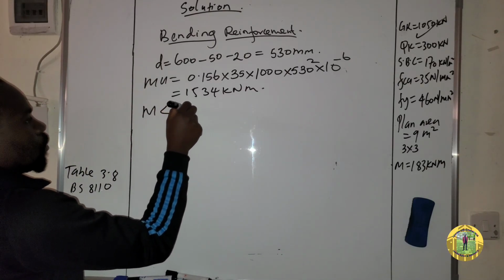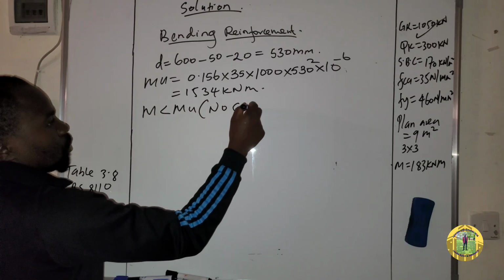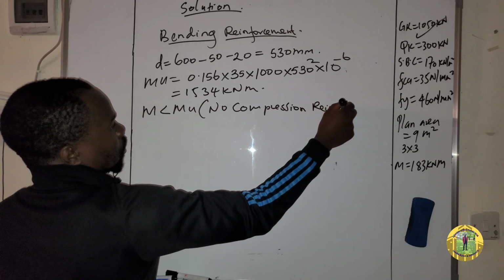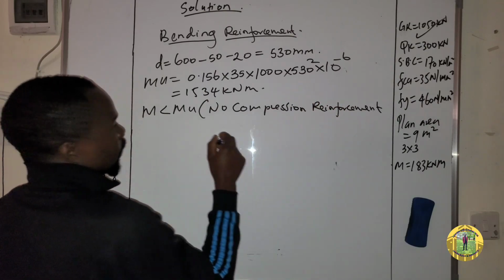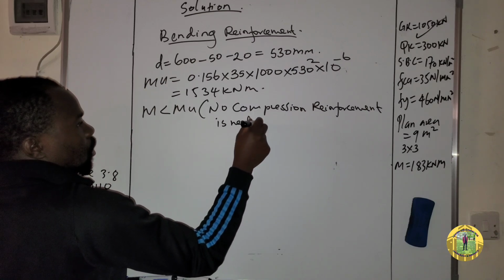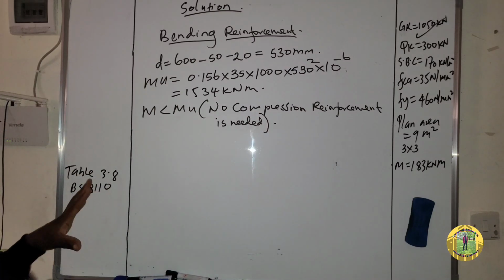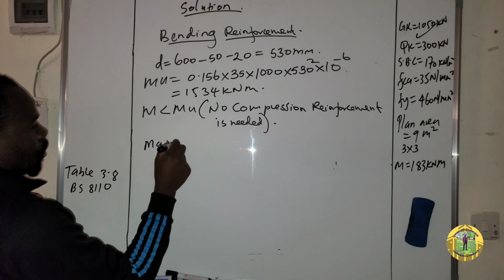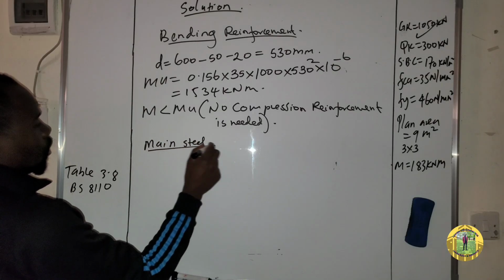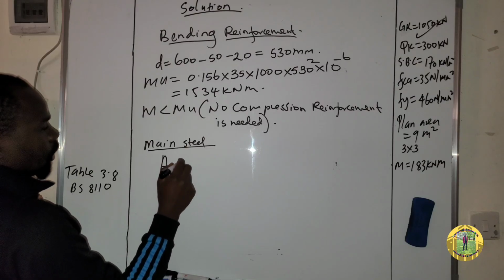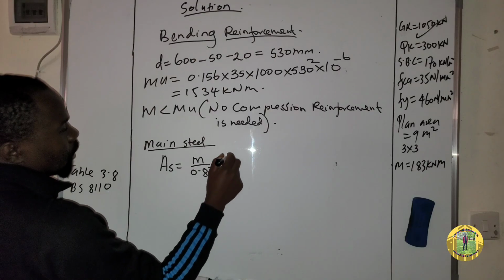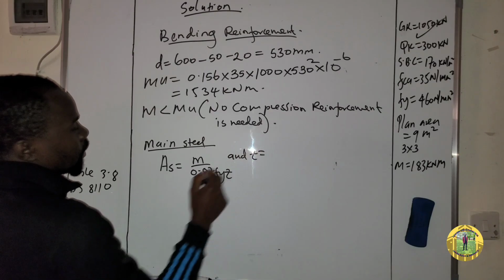So since M is less than MU, then no compression reinforcement is needed. So we will only design for tension alone and not compression. So main steel area of steel is equal to M over 0.87 FY Z, and Z is given by this formula.